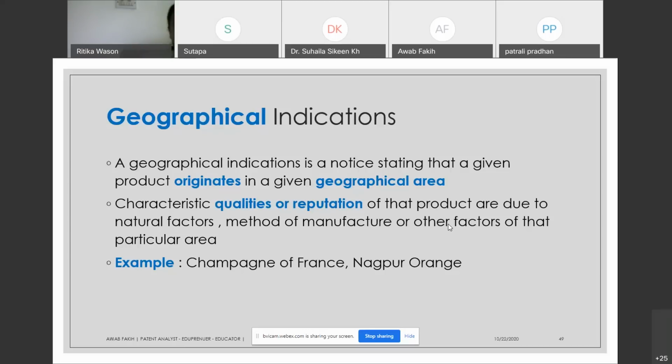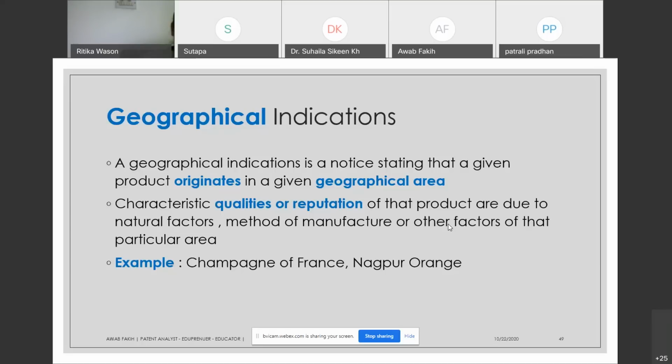So when I talk about GI, that is geographical indication, basically, my dear friends, it is a tag notice stating that the given product originates in a given geographical area or the product is manufactured in a given geographical area. This tag is given to the product for three things, my dear friends. Number one, quality. Number two, the characteristics. Number three is the reputation.